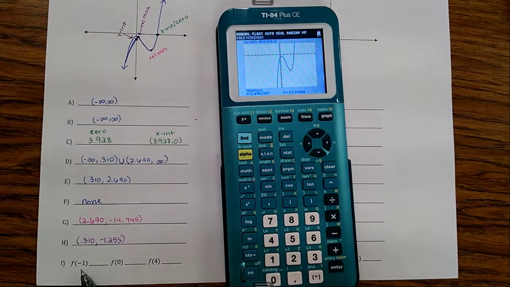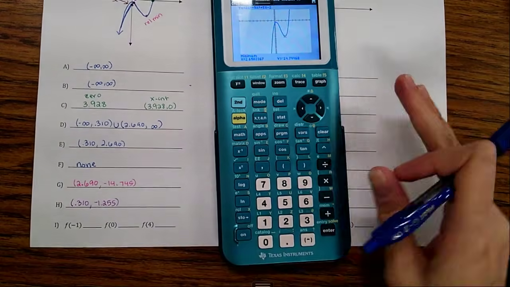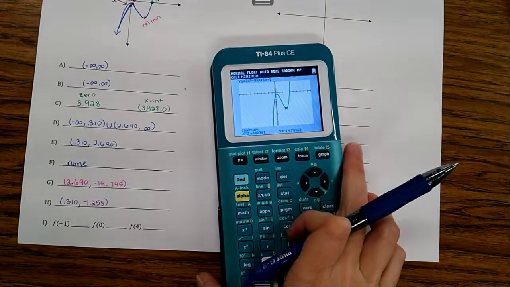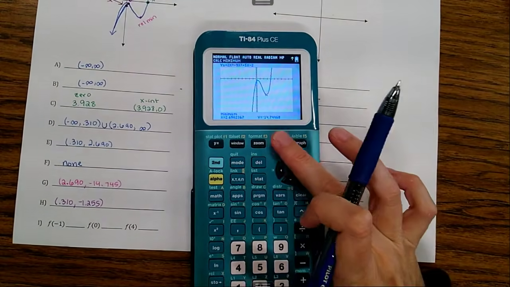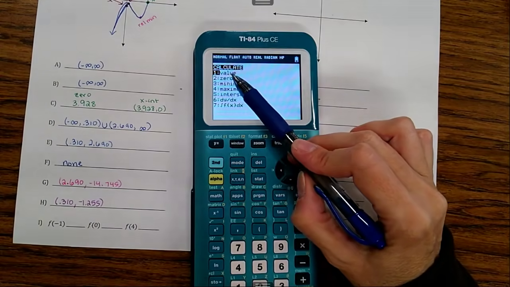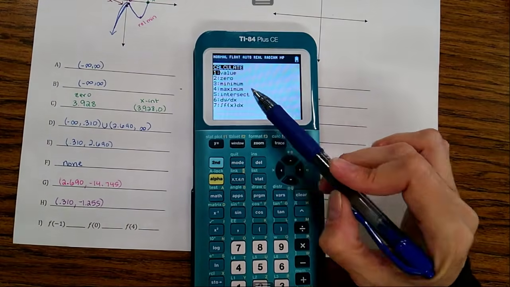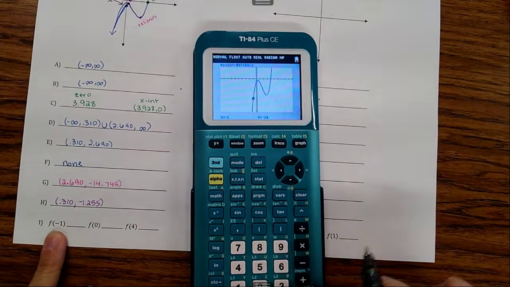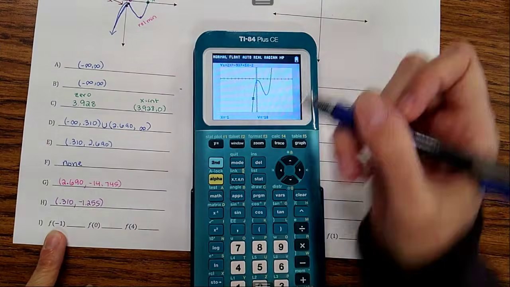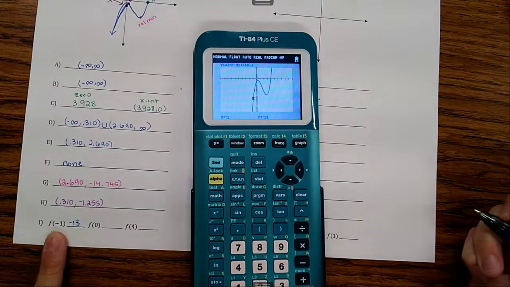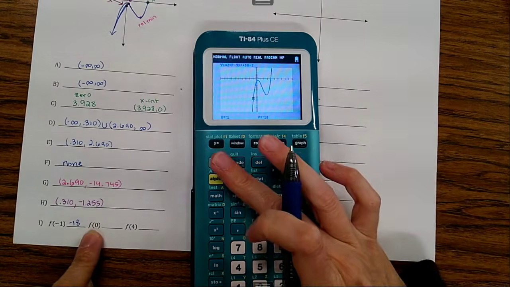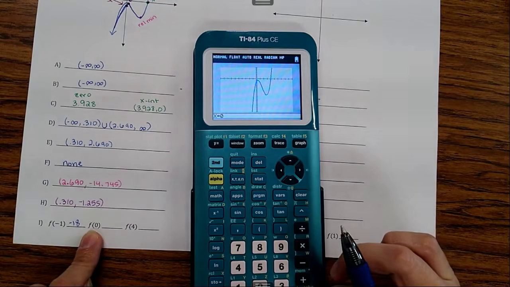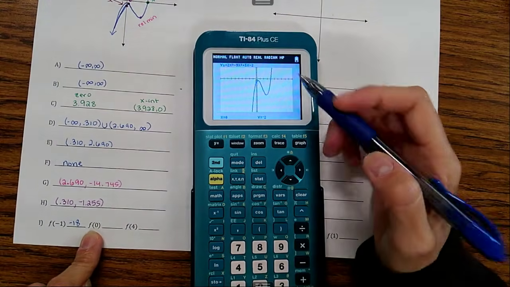All right, and then evaluate f of negative 1, f of 0, f of 4. So this is where I'm given x and I'm looking for y. So I'm going to go back to second trace and find the value. Value means you have the x value and you're looking for y. So number 1, if x is negative 1, y is negative 18. Do the same thing for the next one. Second trace, value. If x equals 0, y equals negative 2.